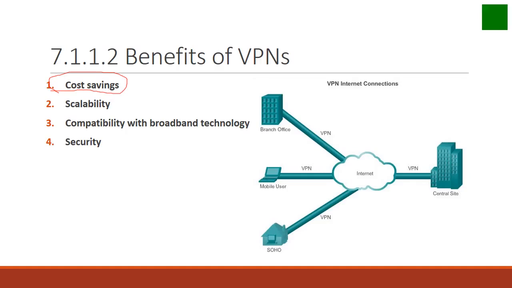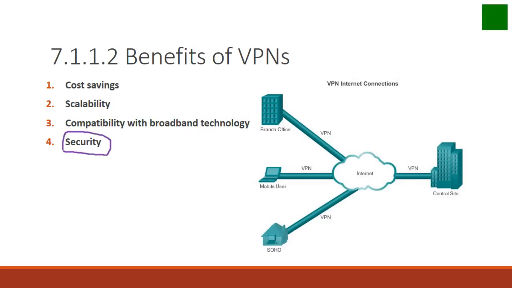Cost savings. VPNs enable organizations to use cost-effective third-party internet transport to connect remote offices and remote users to the main site, therefore eliminating expensive dedicated WAN links and modem banks. Scalability. VPNs use the internet infrastructure within the ISPs and devices, which makes it easy to add new users. Compatibility with broadband technology. VPNs allow mobile workers and telecommuters to take advantage of high-speed broadband connectivity such as DSL and cable to access their organization's network.